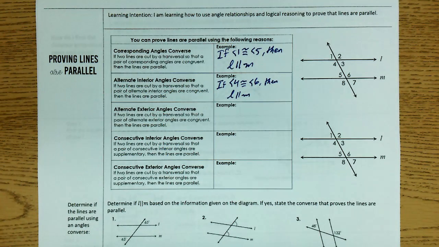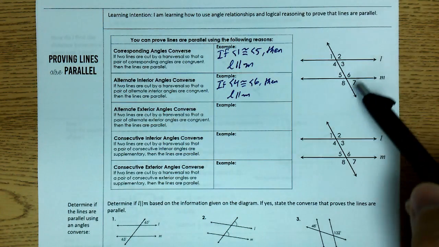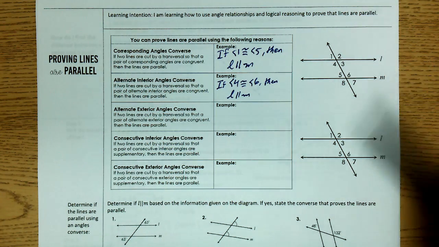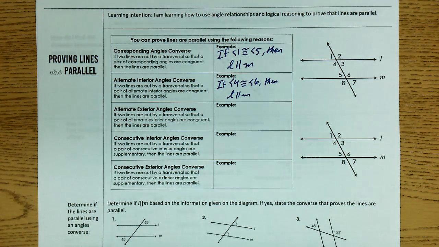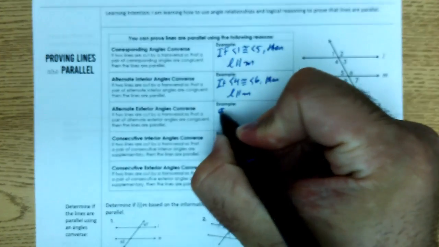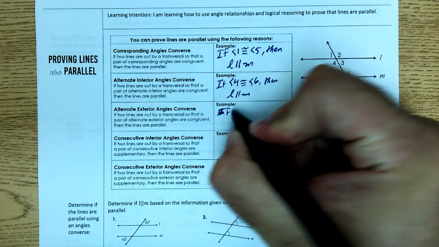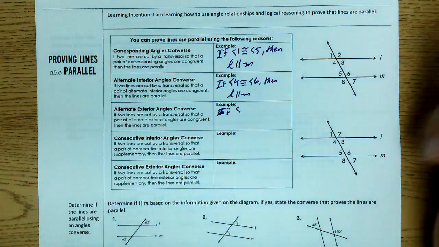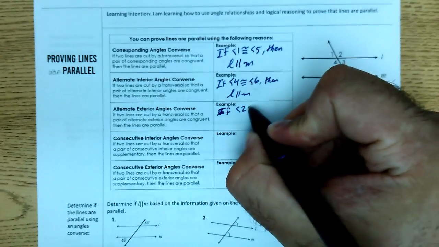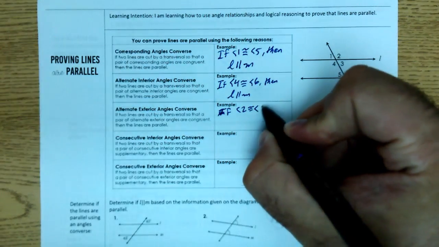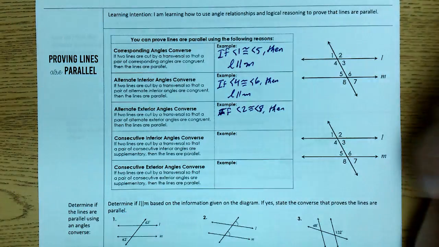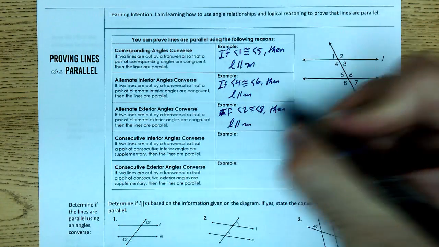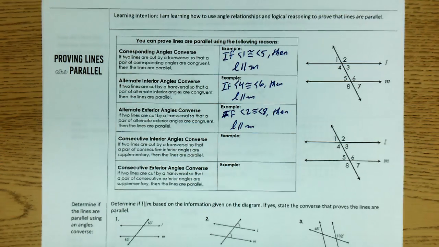Alternate exterior. What are 2 angles that are alternate exteriors? Well, again, it's got to be outside, so 1, 2, 7, 8, and they got to be on opposite sides of the line. So if I can write an if, I'm going to say angle, I used angle 1 before, so let's say angle 2 is congruent to angle 8, then the lines are parallel. L is parallel to M. Those were the three that were supposed to be congruent.